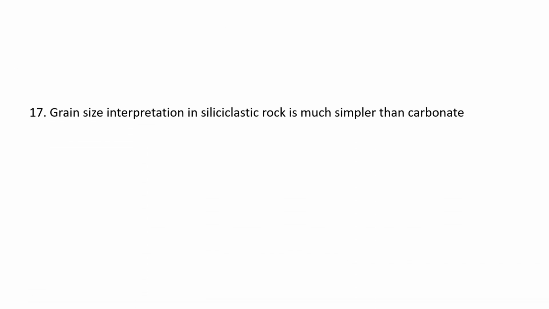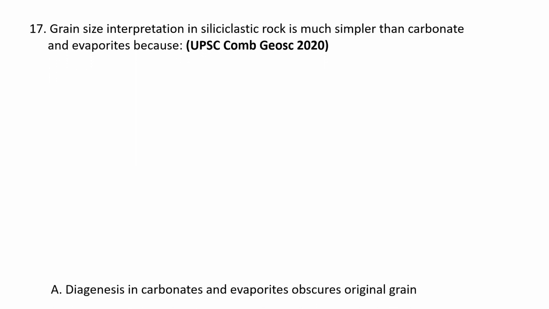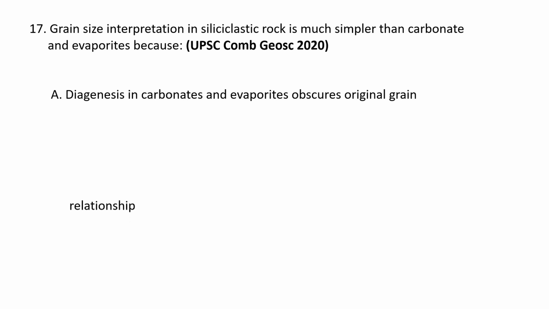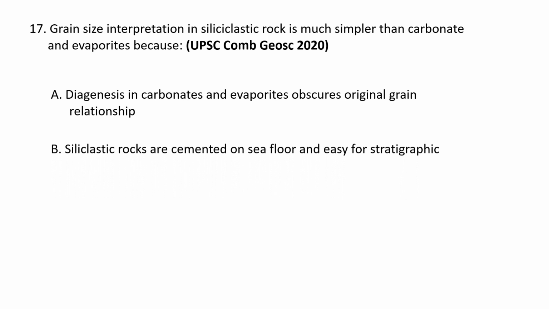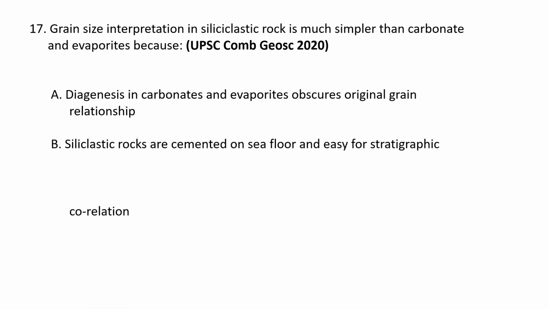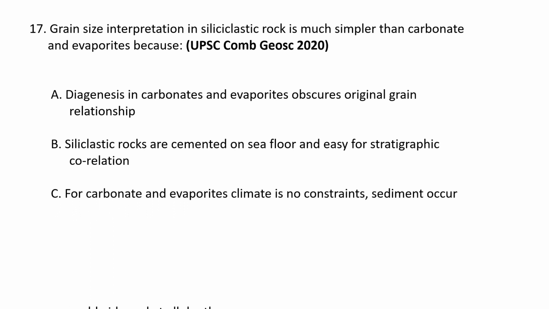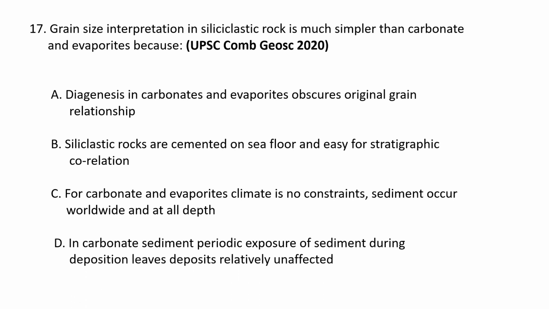Next question. Grain size interpretation in siliciclastic rocks is much simpler than carbonate and evaporites because A. Diagenesis in carbonates and evaporites obscures original grain relationship. B. Siliciclastic rocks are cemented on sea floor and easy for stratigraphic correlation. And C. For carbonate and evaporites, climate is no constraints. Sediment occur worldwide at all the depths. And D. In carbonate sediment, periodic exposure of sediment during deposition leaves deposits which are relatively unaffected.